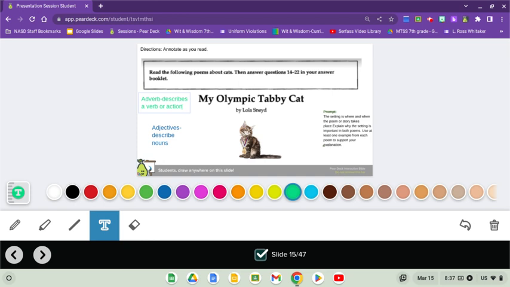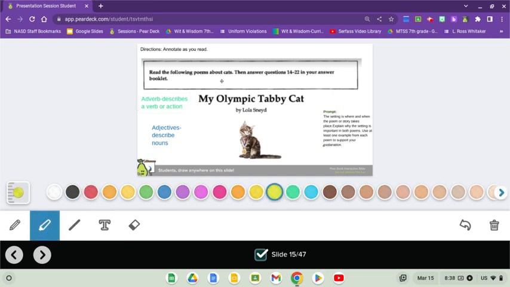Okay, so there are two adjectives kind of shoehorned in here in the middle. My, nope, possessive article. We're going to highlight Olympic, which is being used as an adjective. Tabby is being used as an adjective as well, right? And they're describing what noun? The cat.